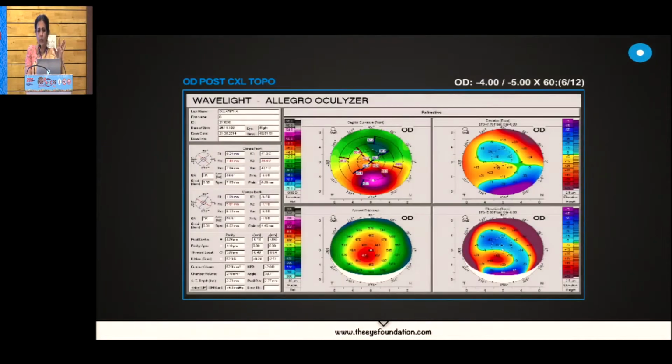The left eye was all right. Do we observe or not was the dilemma. But post-CXL, this was a cornea. The patient had 6/12 best corrected visual acuity, not a very happy patient. So then you realize that a management algorithm has to be evolved.